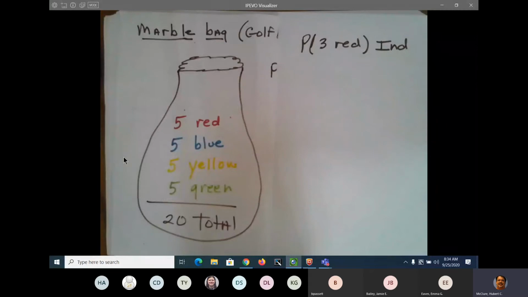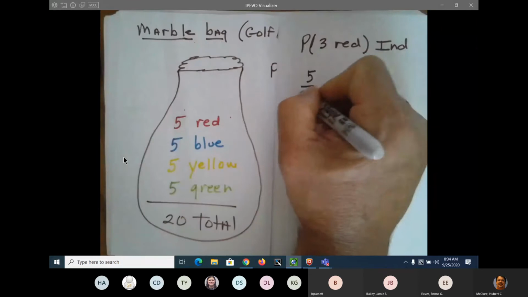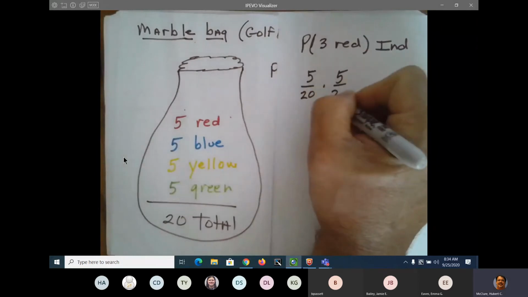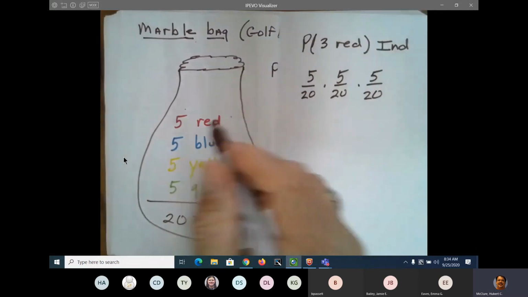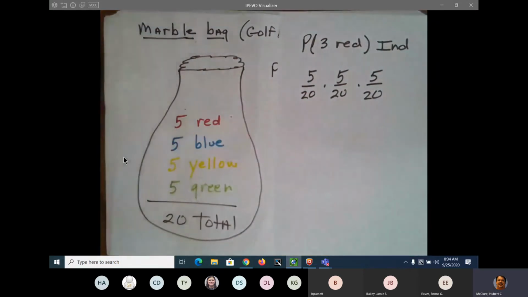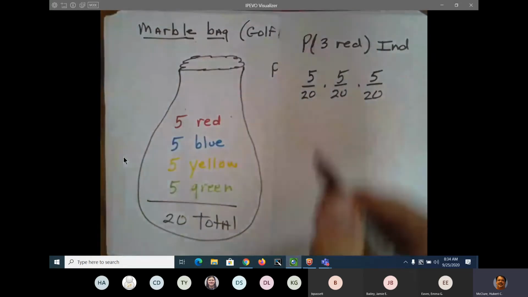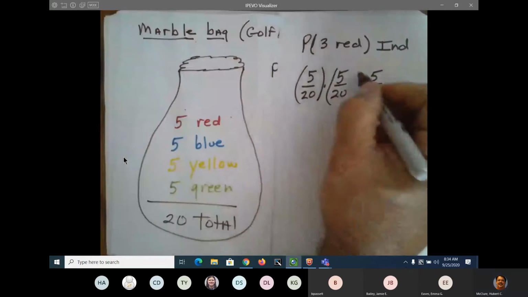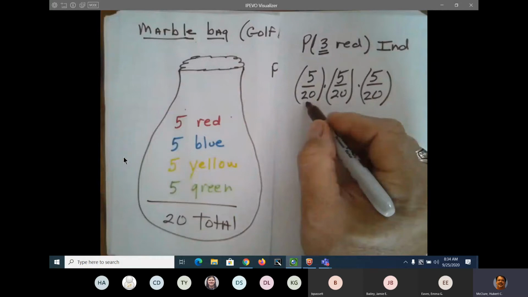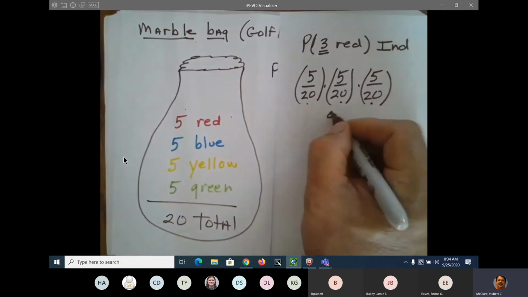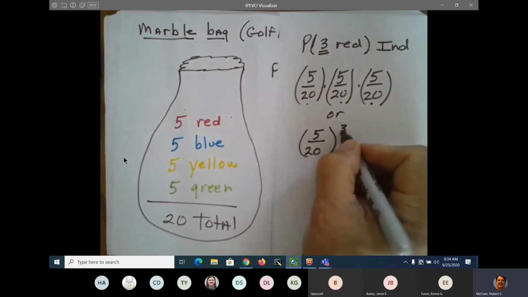How many red marbles are there? There are 5. So it'll be 5 over 20 times 5 over 20 times 5 over 20. Because when you pick out a marble, you're going to put it back in the bag. So the 5 stays there and the 20 stays there. So why did I do it 3 times? Because that's how many draws it said. So you're either going to have 3 draws written separately, or you're going to write it as 5 over 20 raised to the 3rd power.